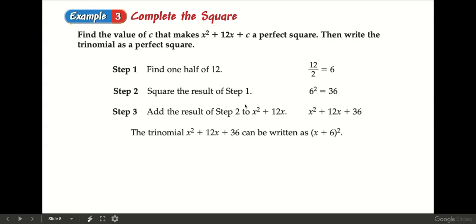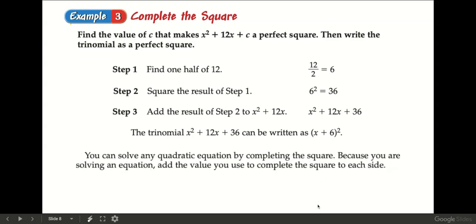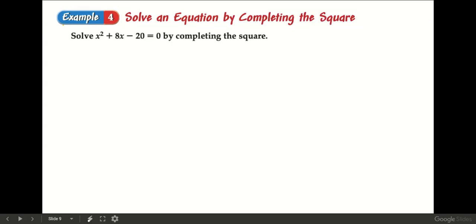Right, so these were the two things that we were looking for. We were looking to replace that constant, which was 36, and it could be written as x plus 6 squared. So you can solve any quadratic equation by completing the square. Because you are solving an equation, add the value you use to complete the square to each side. So what does that mean? Let's go ahead and take a look at an example here.